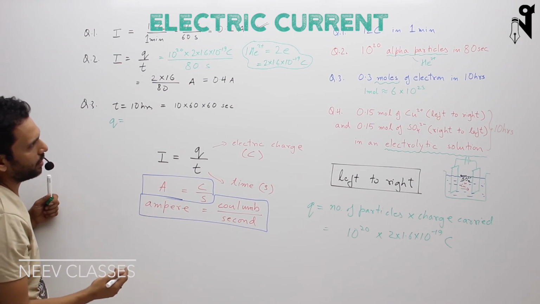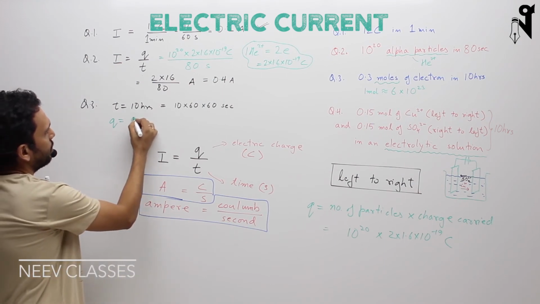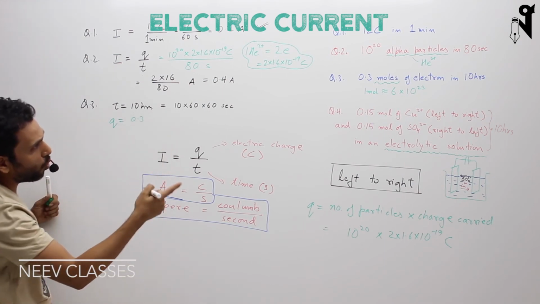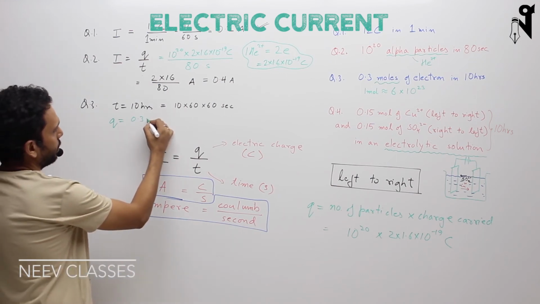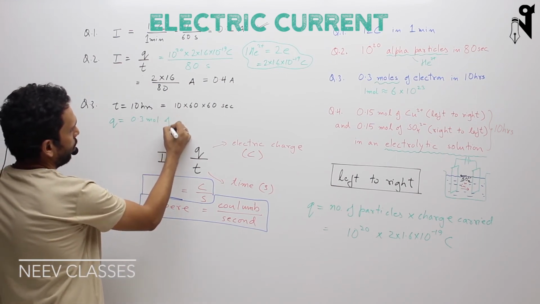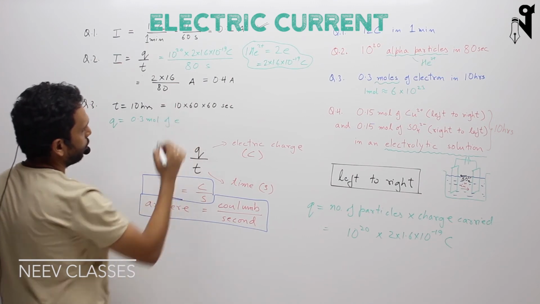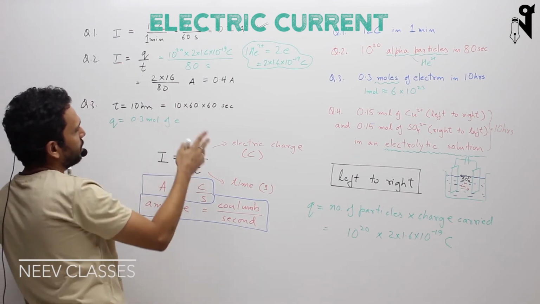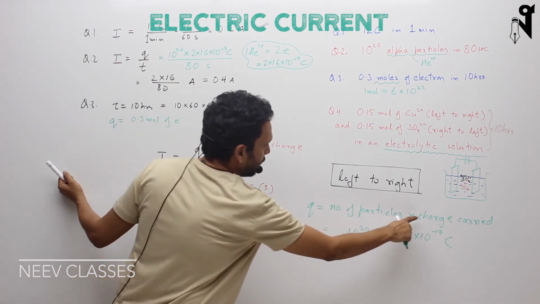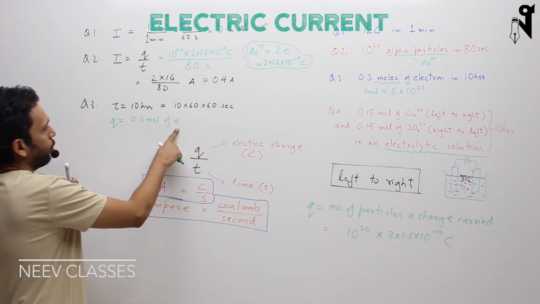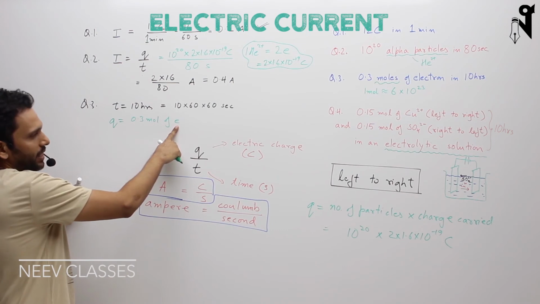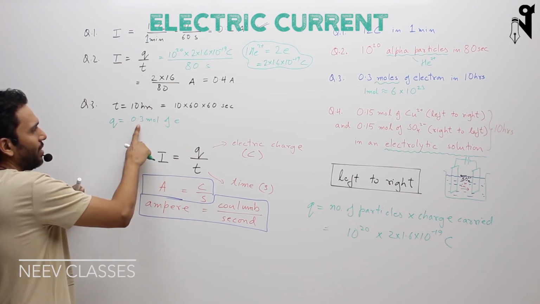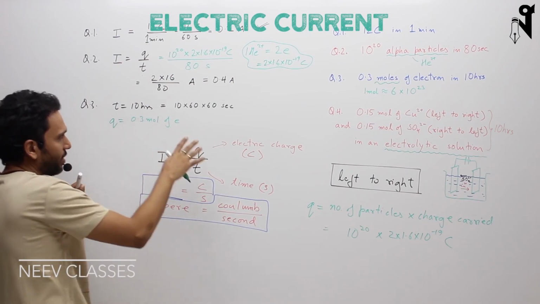What is the charge given? Charge is given as 0.3 moles of electrons. Now 0.3 moles means how many? The number of particles are how many? Charge of the charge carrier, which is the electron, we know the charge. Charge is 1.6 into 10 power minus 19. 0.3 moles.